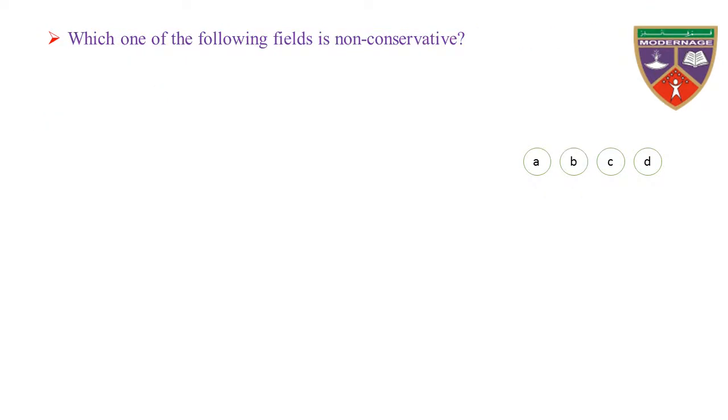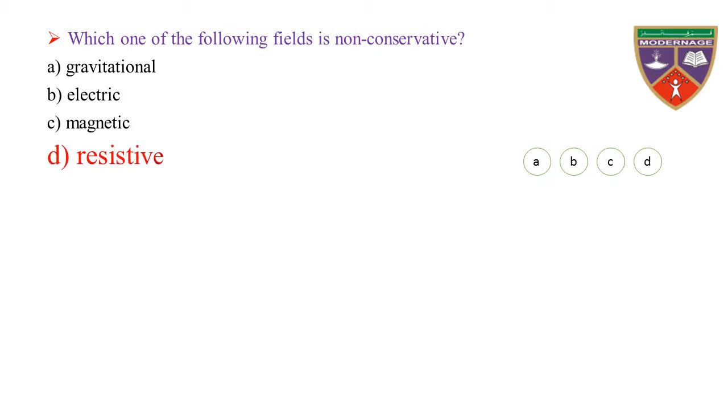Which one of the following fields is non-conservative? Option A, gravitational; option B, electric; option C, magnetic; option D, resistive. The key is resistive. Therefore, the correct option is D.